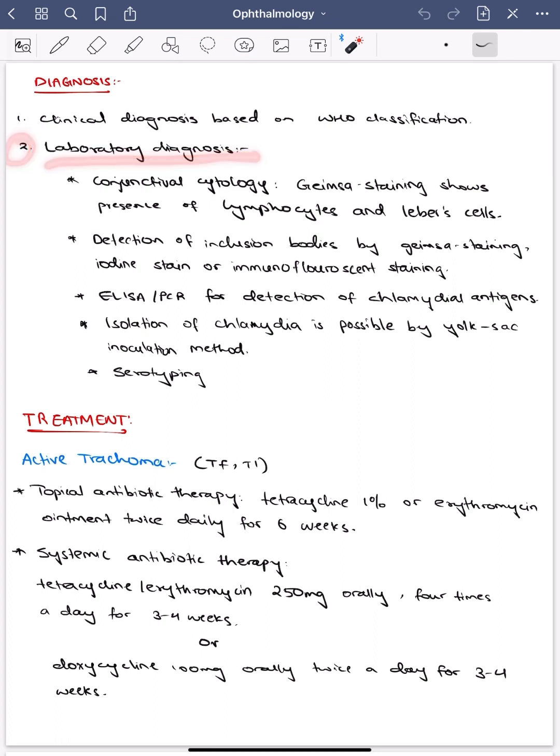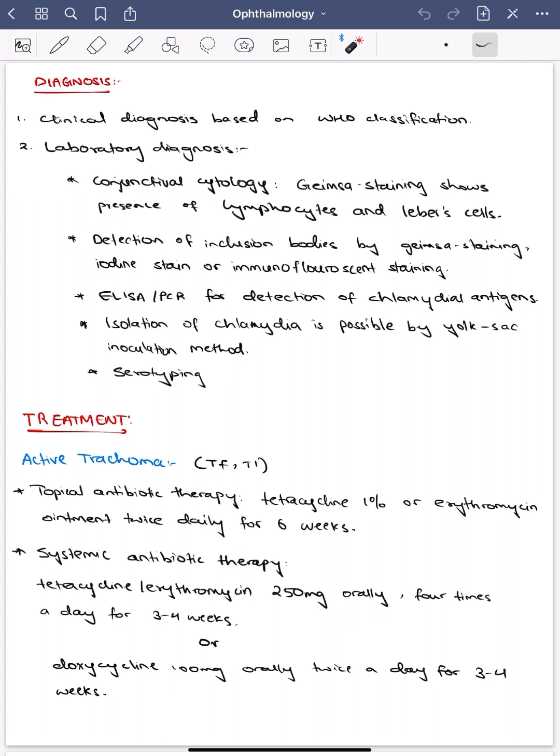Here conjunctival cytology can be done. Giemsa staining shows presence of lymphocytes and Leber cells. Remember that these cells are typically seen in the conjunctival follicles. The second is the detection of inclusion bodies by Giemsa staining. Remember, the characteristic inclusion bodies seen in infections by Chlamydia trachomatis are the HP bodies.